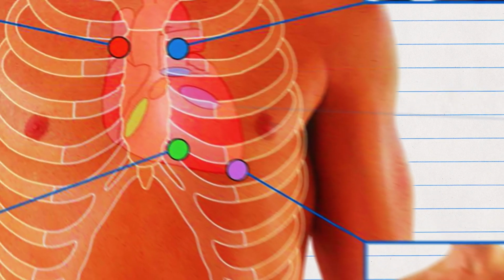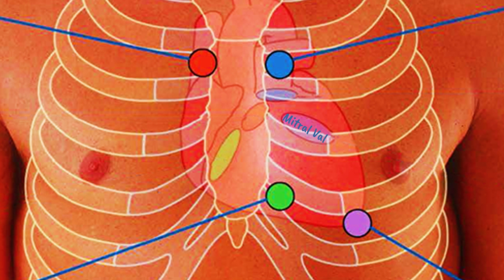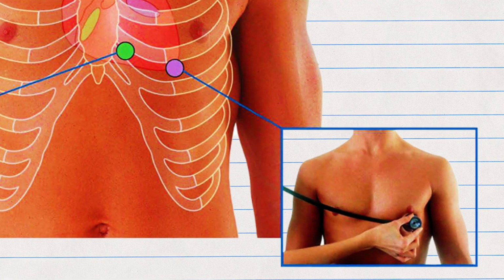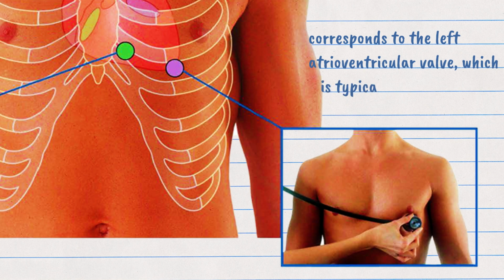Second, mitral valve. For auscultating the mitral valve, position the stethoscope at the apex of the heart, located at the left fifth intercostal space along the midclavicular line. This region corresponds to the left atrioventricular valve, which is typically louder in the lateral left chest.